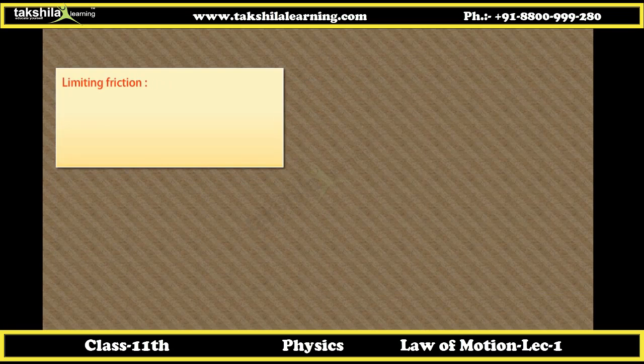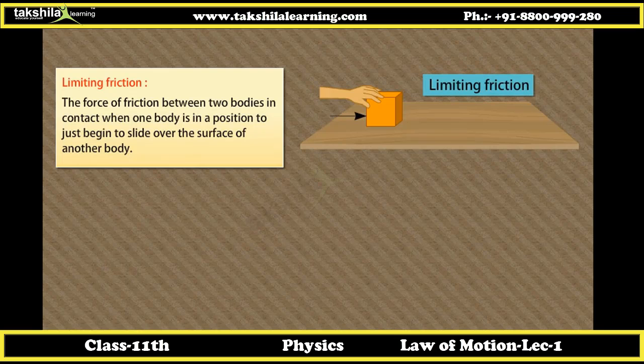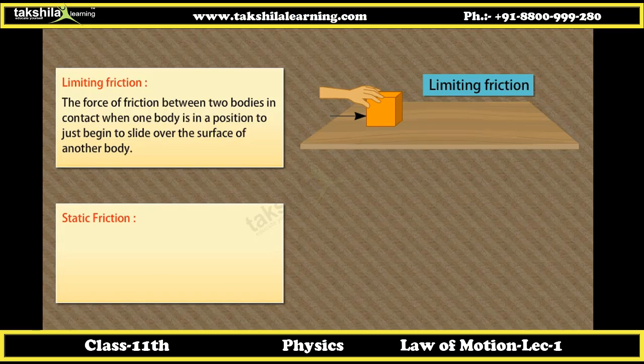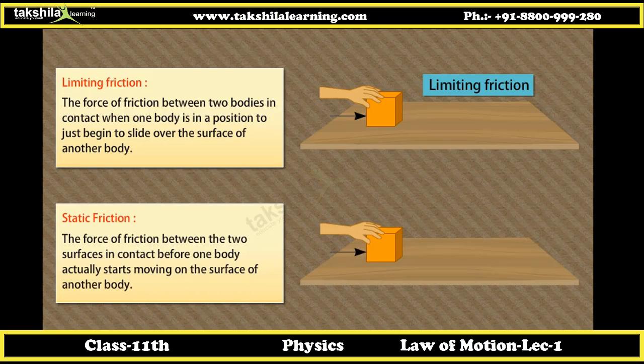Limiting friction. The force of friction between two bodies in contact when one body is in position to just begin to slide over the surface of another body. Static friction. The force of friction between two surfaces in contact before one body actually starts moving on the surface of another body.